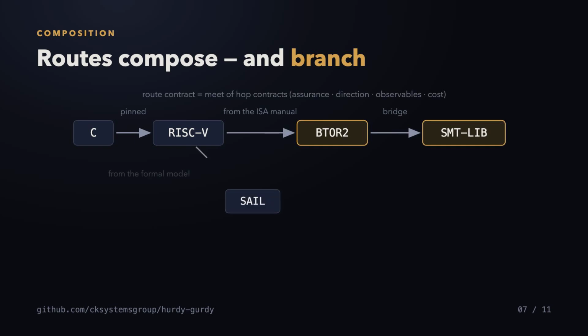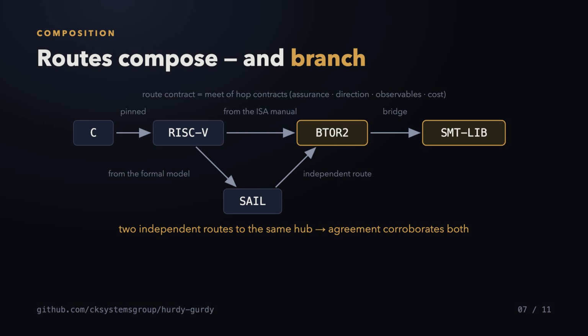Pairs compose into roots, which inherit determinism, and a root's contract is the meet of its hops: assurance, direction, kept observables, and cost. A root is only as faithful as its weakest pair. But roots can branch, and the example's fork is the canonical one. RISC-V reaches Beta 2 along two roots: directly, with a translator written from the instruction set manual, and through SAIL, the architecture's formal model. The two translators were built independently, and that independence is a resource. Agreement corroborates both routes, while disagreement localizes the bug to one pair. Branching turns several merely checked pairs into a jointly stronger guarantee.